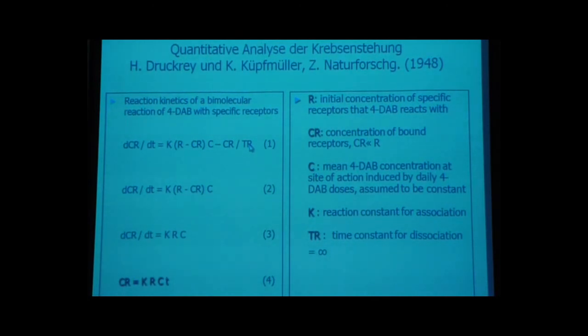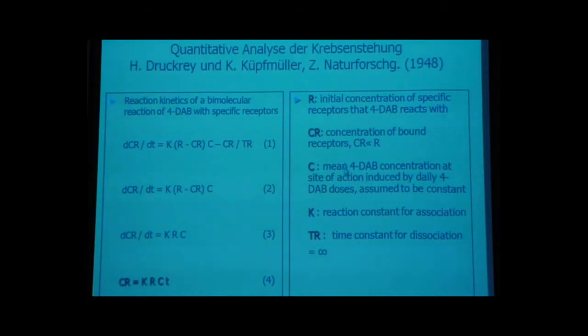Now, by a few very simple assumptions, Druckrey and Kupfmüller demonstrate that equation 1 reduces to Haber's rule, which is equation 4. First of all, they assume that there is no dissociation, i.e. that the time constant for dissociation approaches infinity, and this reduces equation 1 to equation 2. Then they assume that the concentration of bound receptors remains very much smaller than the initial concentration of specific receptors, which means that the initial concentration of specific receptors will remain approximately the same, which leads to the simplification of equation 2 to equation 3.